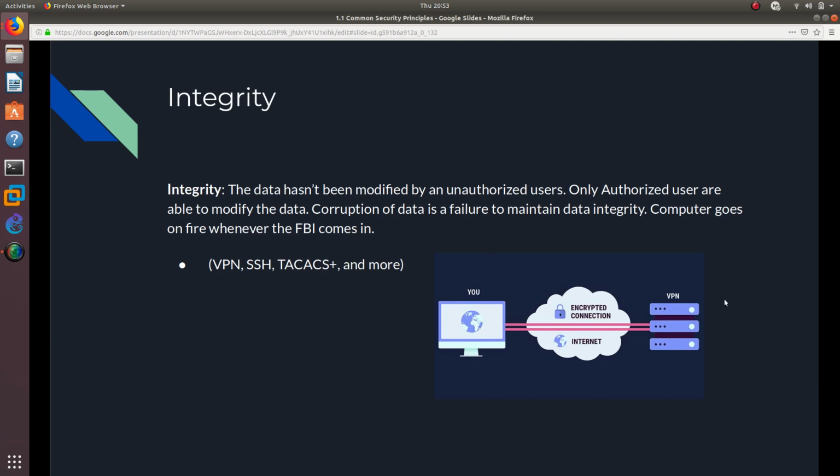As you can see right here, I just put a picture of the VPN and how when you go from point A to B, it encrypts the data so nobody on the internet or on the public network can see it.